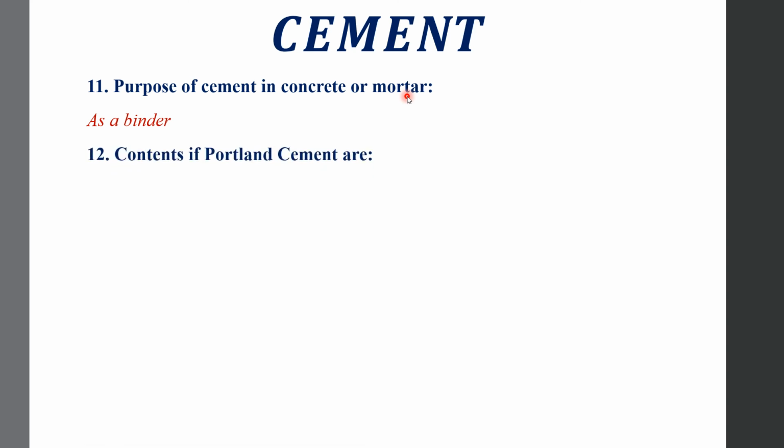The 12th property is contents of Portland cement. The Portland cement is prepared by arranging lime, silica, alumina, and iron oxide. That is 63% of lime, 22% of silica, 6% alumina, and 3% iron oxides. Lime is 63%, the maximum component present in Portland cement. Keep in mind that these percentages are only for Portland cement, not for any other type of cement.